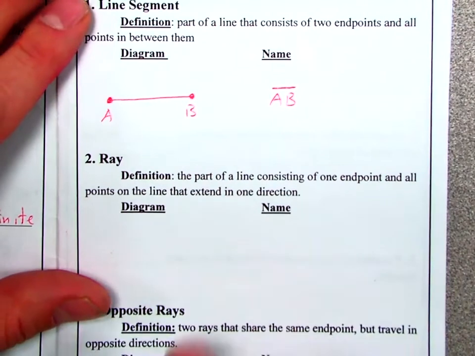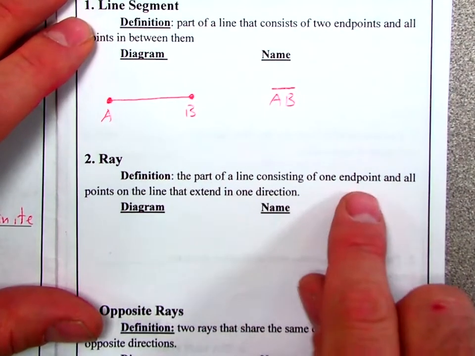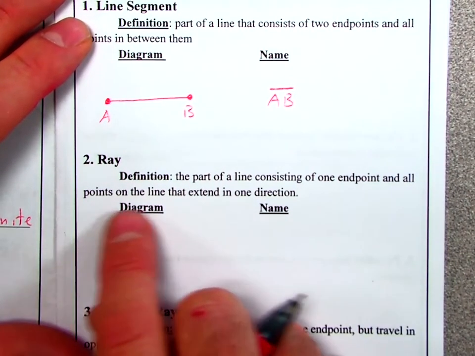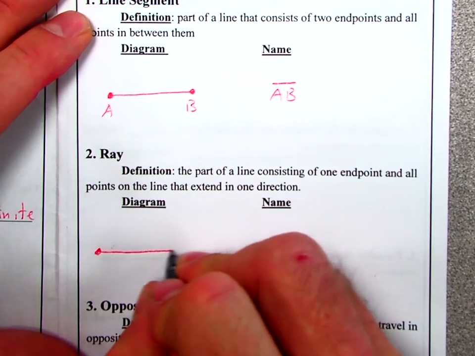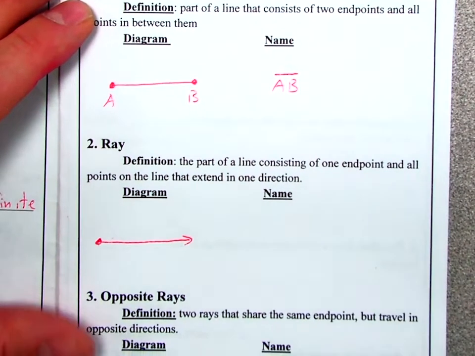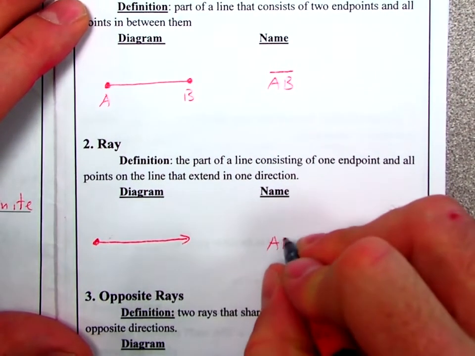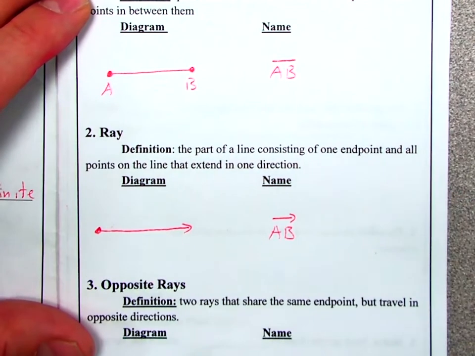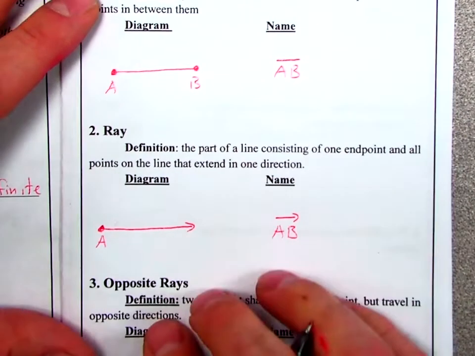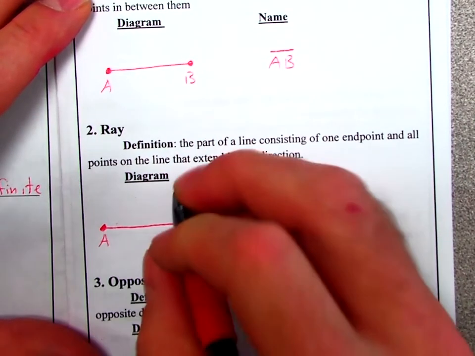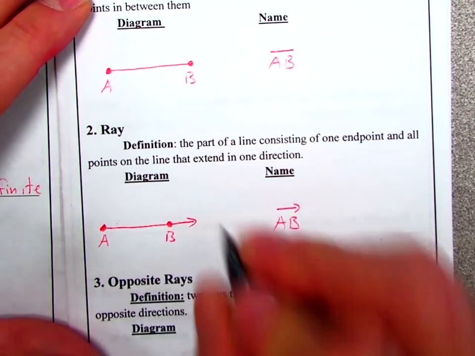A ray is just a part of a line consisting of 1 endpoint and then all points on the line that extend in one direction. So 1 endpoint and then it goes forever in one direction. That's a ray, and you name it with a small ray symbol above it. So there's ray AB. Oh, sorry, we didn't put our points here. So if the endpoint is A and it goes through B, then we have ray AB.